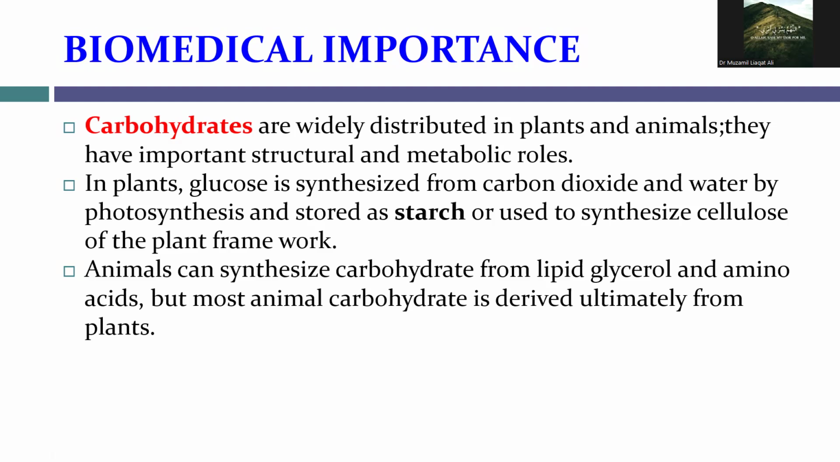Now, the biomedical importance of carbohydrates. Carbohydrates are widely distributed in plants and animals and serve both structural and metabolic roles. In plants, glucose is synthesized via photosynthesis, stored as starch, and used to form cellulose. Animals can synthesize carbohydrates from glycerol and amino acids, right? That is gluconeogenesis. But most dietary carbohydrate ultimately originates from plants. This underscores the fundamental position of carbohydrates in the global carbon cycle and human nutrition.